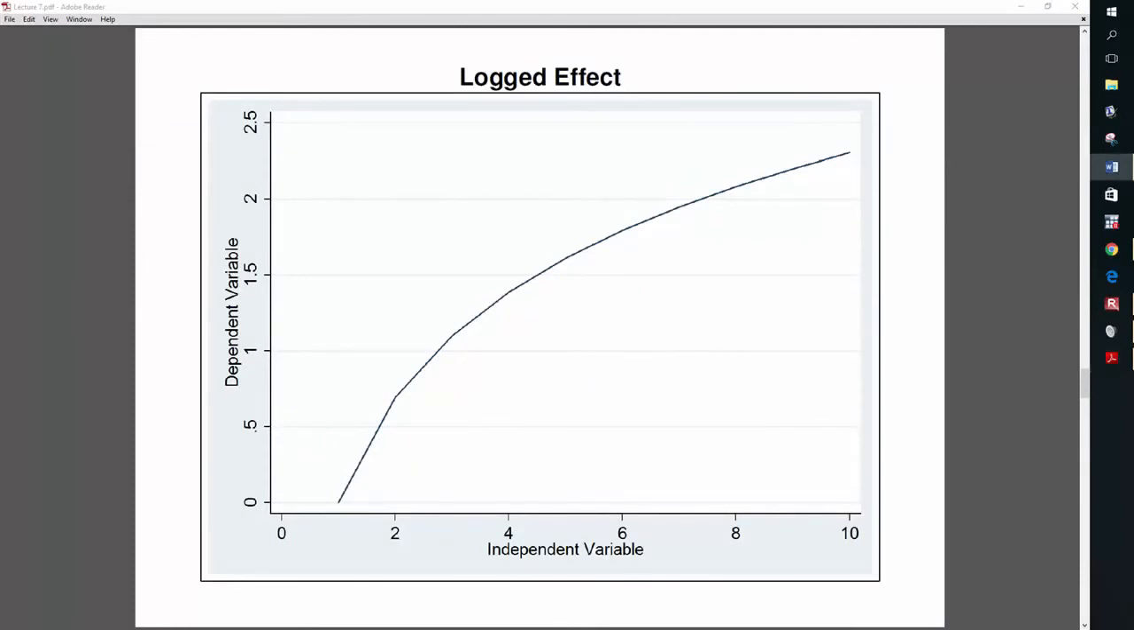However, we may have a theoretical reason to believe that our independent variable does not have a linear effect on our dependent variable. Instead, we might, for example, think our independent variable has a positive logged effect on our dependent variable. If that is the case, we think that at lower levels of our independent variable, the effect of the independent variable on our dependent variable is strong. A small change in our independent variable here leads to a large change in the dependent variable. But at higher levels of the independent variable, a small change in the independent variable here only leads to a small change in the dependent variable here.